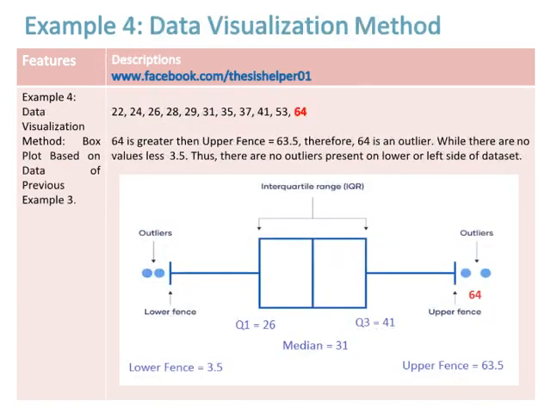Example 4 is data visualization method, box plot based on data of previous example 3. The lower fence is equal to 3.5, Q1 is equal to 26. Median is equal to 31. Q3 is equal to 41, and upper fence is equal to 63.5. 64 is greater than upper fence value of 63.5. Therefore, 64 is an outlier, while there are no values less than 3.5. Thus, there are no outliers present on the lower or left side of the dataset.